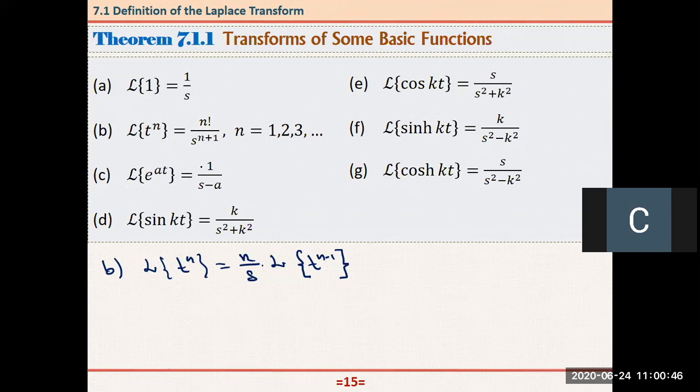Using this formula you can prove it; you can practice this. I'm not going to do it, it's not so difficult. Also, for e to the power at, we already got the formula: 1 over s minus a. And for sine of kt, we also already calculated, using the definition: k over s squared plus k squared. In a similar way you can evaluate the Laplace transform of cosine of kt, which is s over s squared plus k squared. For sinh of kt, it's a similar thing, but the difference is a minus sign.